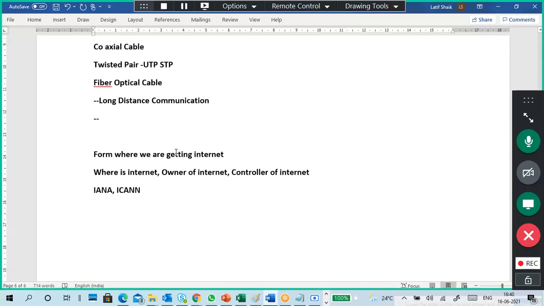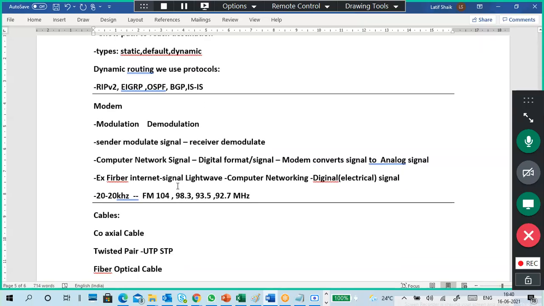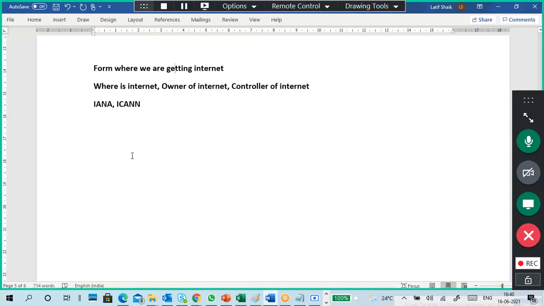From where are we getting internet? From the ISP provider, who gives a connection to us. Through the ISP only we are communicating. From the ISP provider, we are getting internet, from the ISP to our home connection.